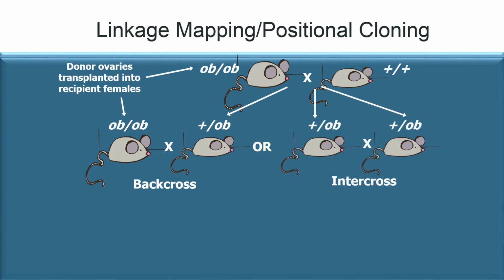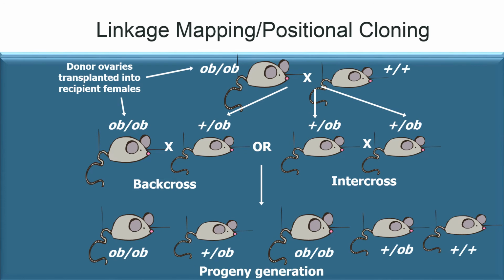Or you can do an intercross where you take the offspring, which are both heterozygotes, and cross them with each other. And again, you have an expectation of the numbers of progeny that you might find. In the case of the back cross, you're going to see either OBOB animals or heterozygotes. In the case of the intercross, you're going to see all three possible genotypes. So using this strategy of linkage mapping, and back then it was called positional cloning, Friedman and his colleagues set out to discover this gene.